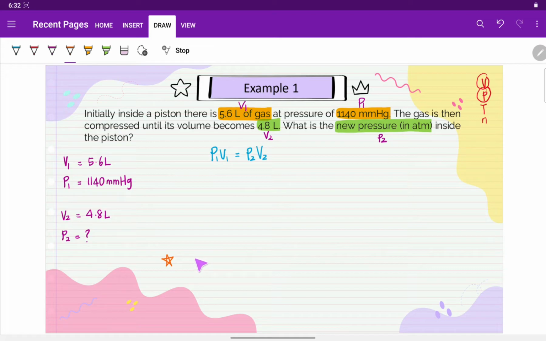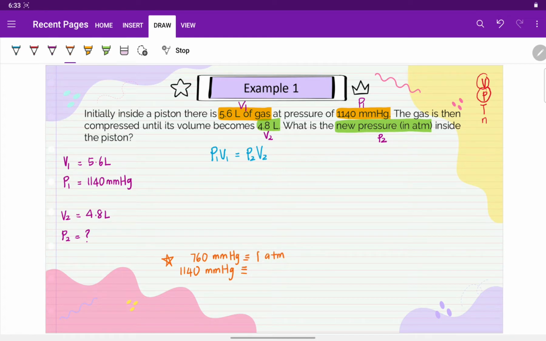So awak tengok balik dekat conversion, dekat table conversion yang saya bagi dalam nota awak. Kita tahu 760 mm mercury is equals to 1 ATM pressure. Ingat this is the symbol untuk stoichiometry perkadaran dekat sini. So if we have 140 mm mercury, berapa ATM yang awak akan dapat?